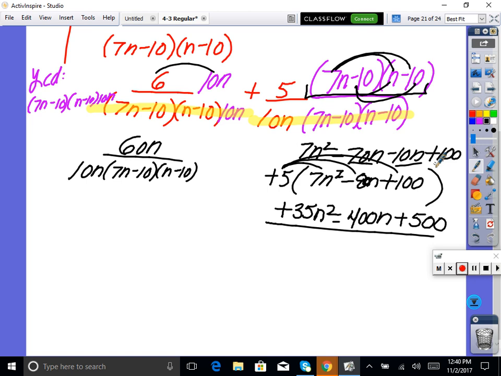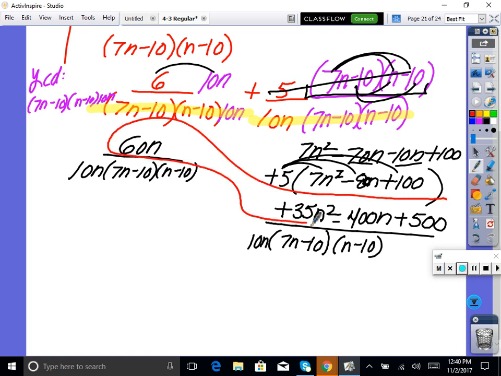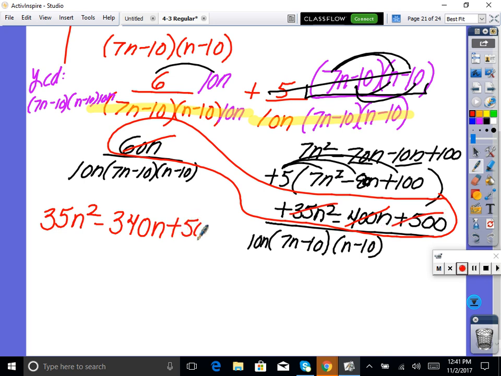No, we shouldn't factor till we get to the end, right? What's our next step? Combine like terms with the top. So that's all over 10n, 7n minus 10, and n minus 10. Does everybody see how I literally just multiplied that out? Now, the whole point of doing that was to combine the numerators. Let's combine like terms. So wouldn't we have 35n squared, 60n minus 400n, so minus 340n, and then plus 500. And that's all over 10n, 7n minus 10, and n minus 10.